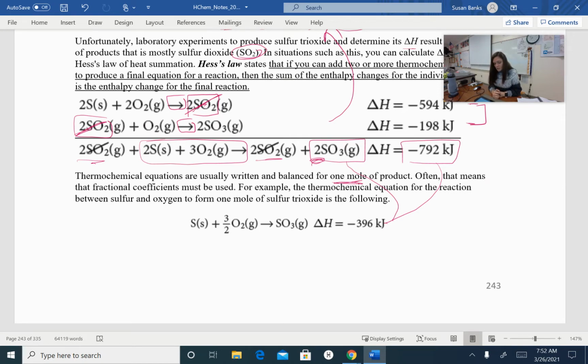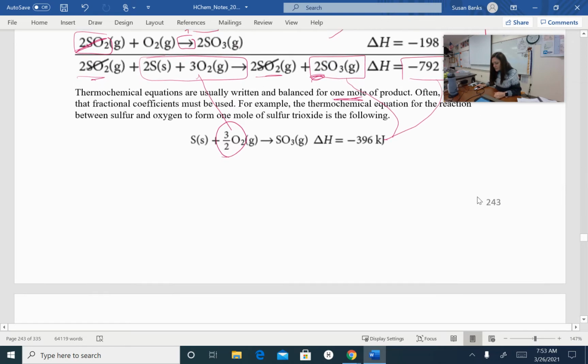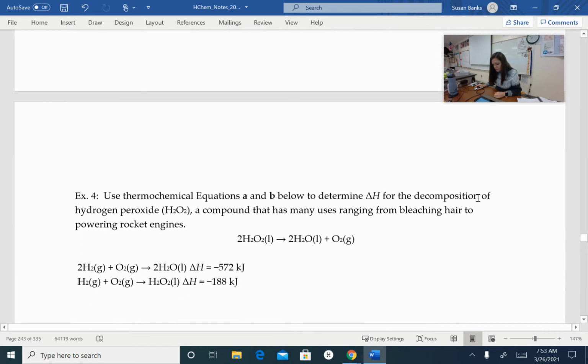Often we're going to have to use fractional coefficients. You see how we use the fractional coefficients? For example, the thermochemical equation for the reaction between sulfur and oxygen, where we're usually going for 1 mole, is the following. So we're going to make everything down for 1 mole. Let's see how we use this in real life.